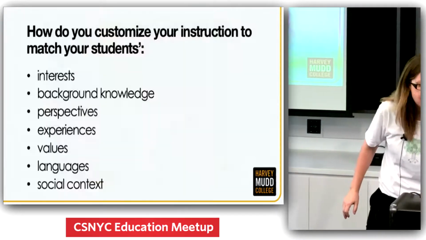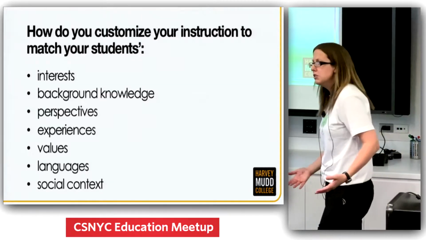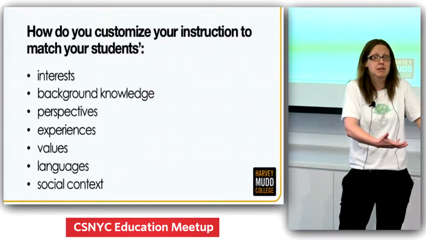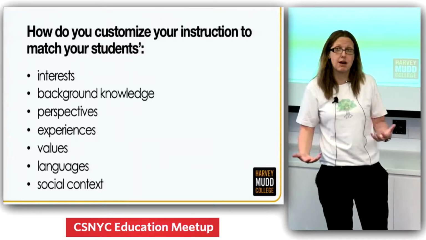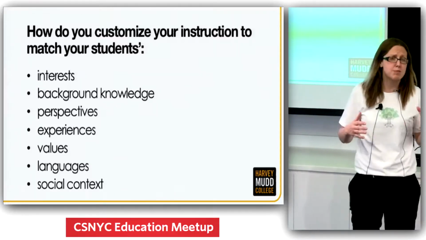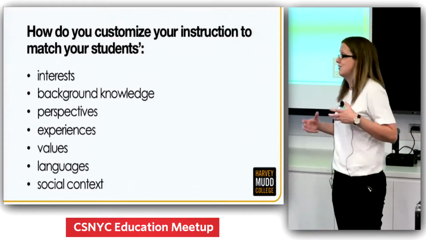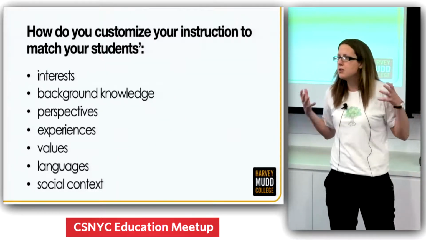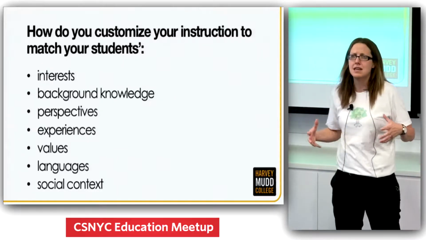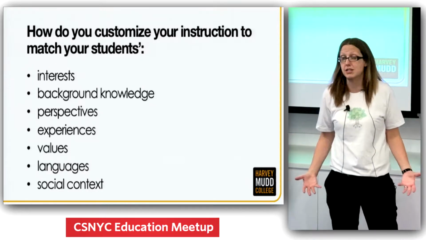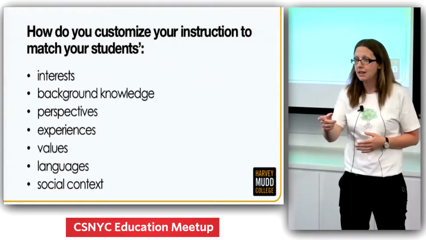So I want you to think about this: you probably don't customize your instruction for your students' Blackness, but you probably customize it to match their interests, their background knowledge, their perspectives, their experiences, their values, their languages, their social context. What else am I missing? What are other things about your students' identities that you need to customize your instruction for, or might ideally customize your instruction for? Yeah? Their abilities.